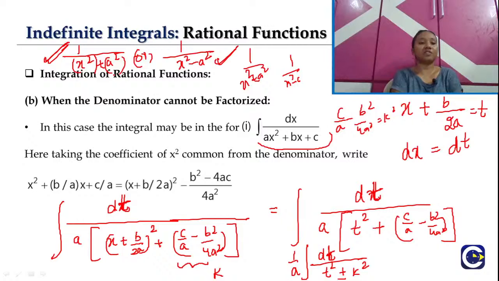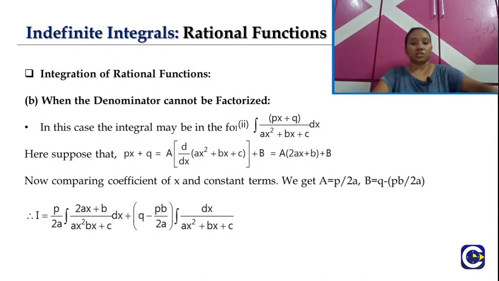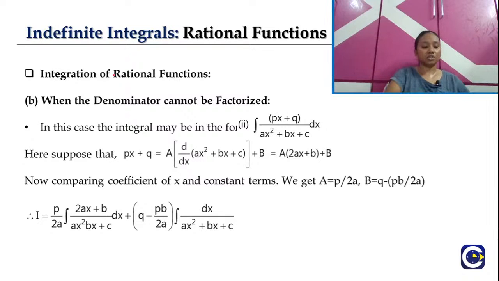Right. So this is our second type of rational functions, when the denominator cannot be factorized. So here we have one more case when our denominator cannot be factorized. Right. So here comes our second case. So this is our second case in our second type, where the denominator cannot be factorized. So how will we be doing this?